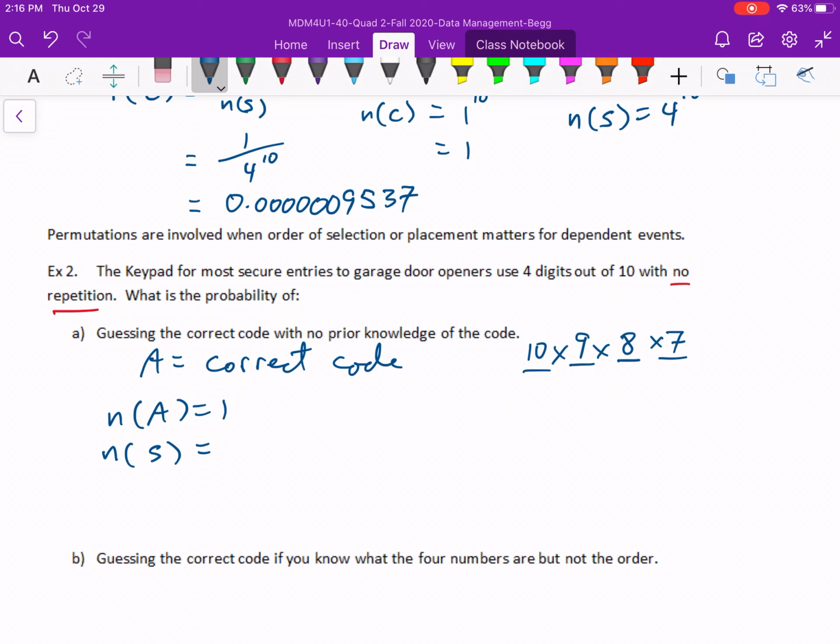So I could multiply that out, but that is also equal to 10P4. I've got starting at 10, and I'm arranging 4 of those numbers. So that's what n of S is. Let's move this over here and call this n of S. So the probability of event A happening is 1 over 10P4.